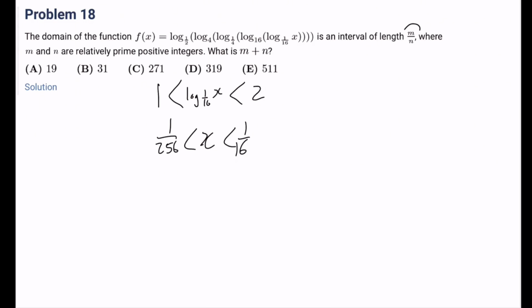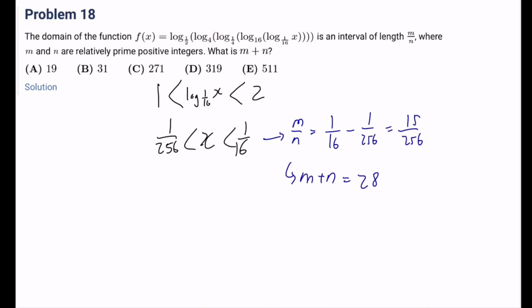So the length m over n is going to be 1 over 16 minus 1 over 256, which is just 15 over 256. So this is our m, this is our n, and m plus n is going to be equal to 271. So it's 271, this is the answer, it's C.